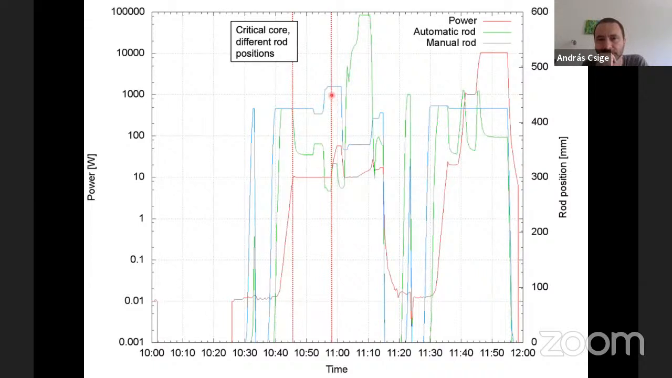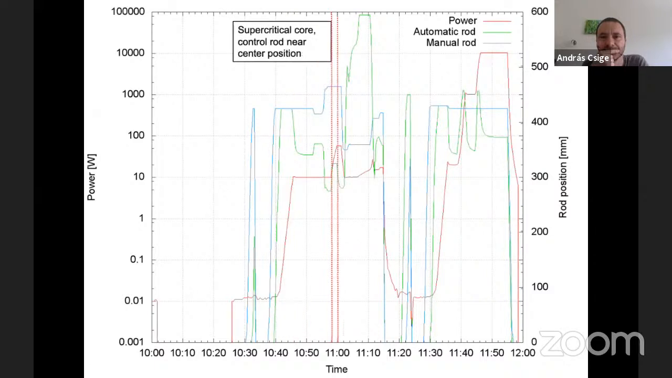Then later, the manual rod was used to set the automatic rod to 275 millimeters here, which is 25 millimeters below the central position, the midplane. This was done in preparation for the next measurement. Here the control system was switched to manual mode and the automatic rod was moved up by 50 millimeters from here to here.